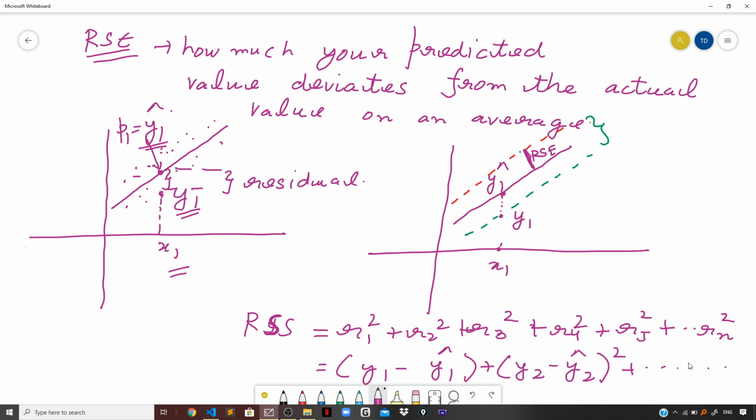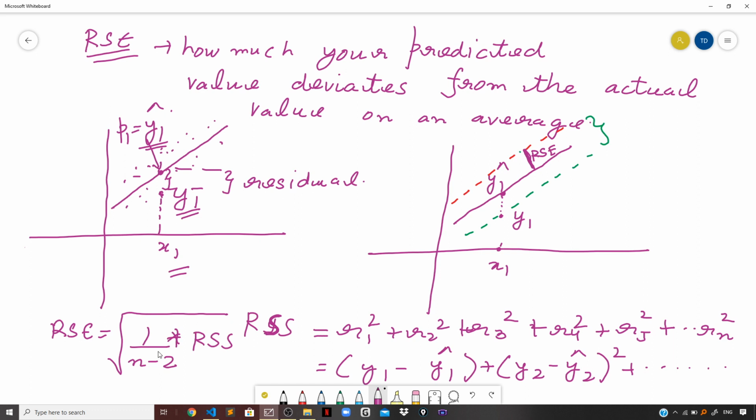Now to compute the RSE from the RSS value, you simply have to take the square root. So RSE will be the square root of the product of 1 by n minus 2 into RSS, where n is your number of rows in your dataset.